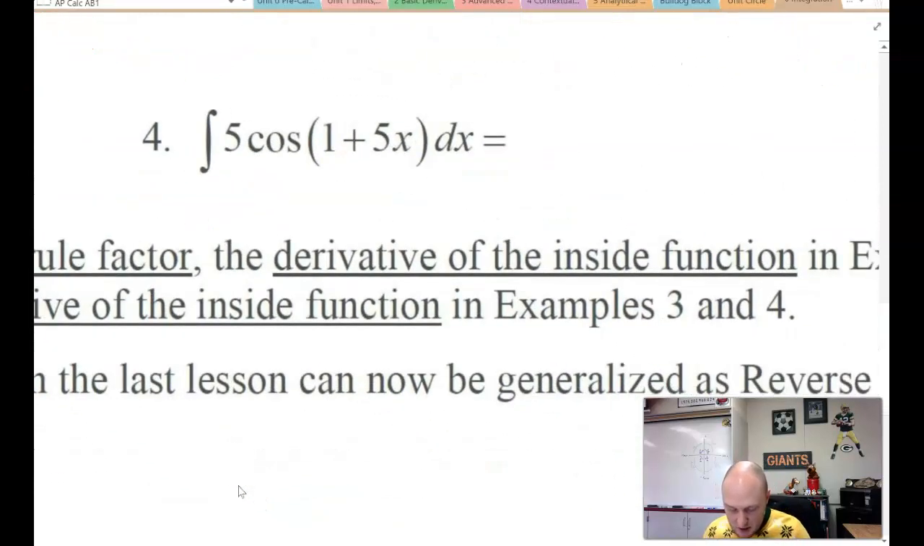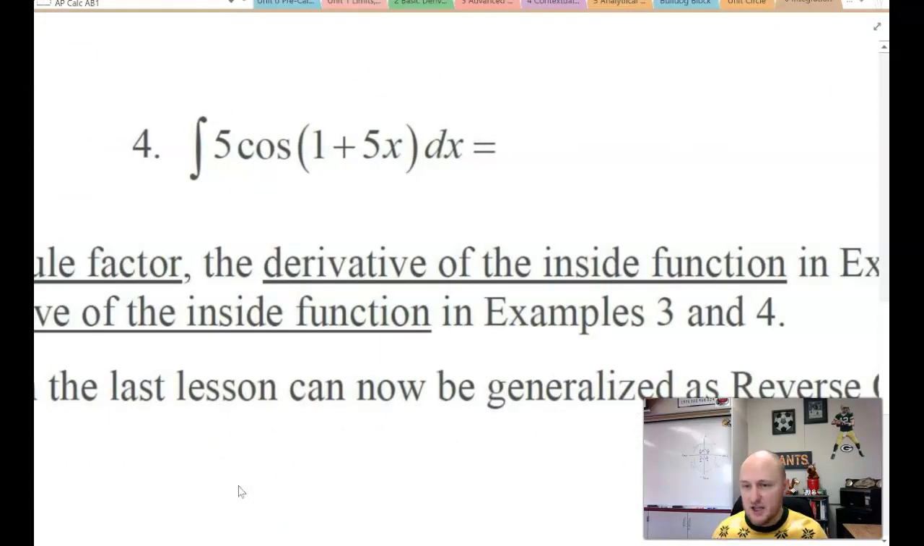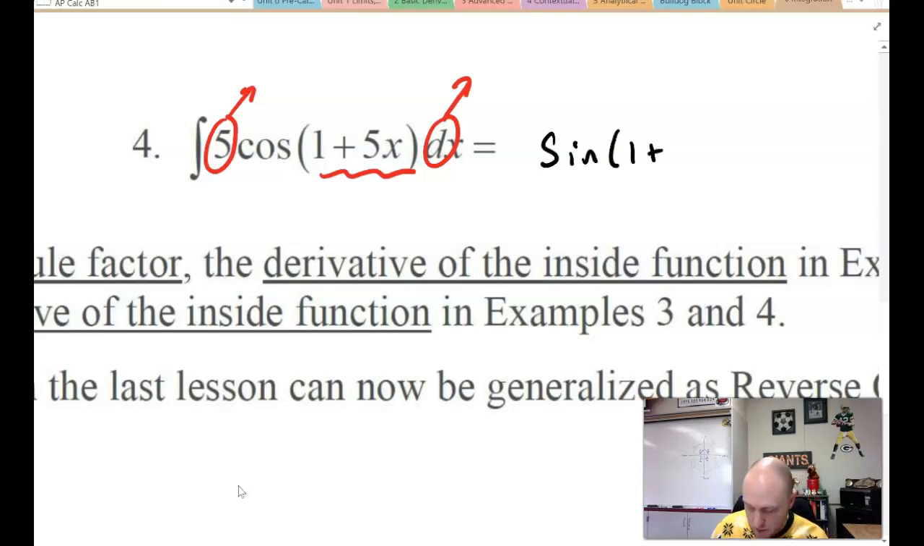Same idea here, right? Didn't I just take a derivative of sine of (1 + 5x), and we had that hook-on factor? So I have to undo that multiplication of that hook-on factor from this inside function. So that's going to go away along with the dx. So when I integrate, integration of cosine is sine. So sine of (1 + 5x) plus c.